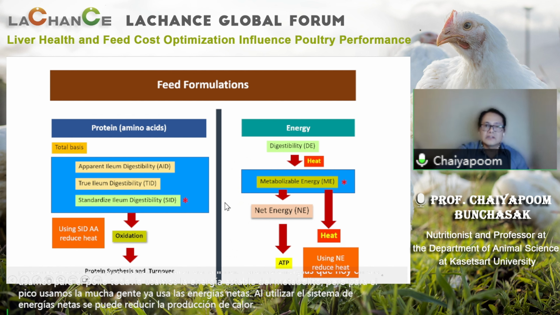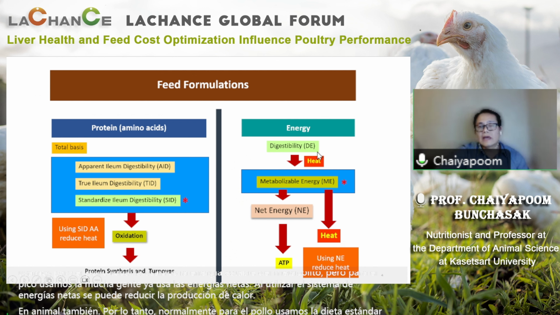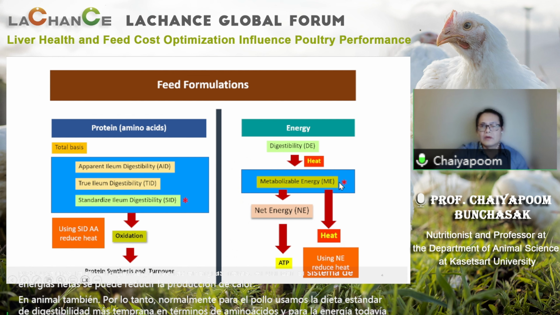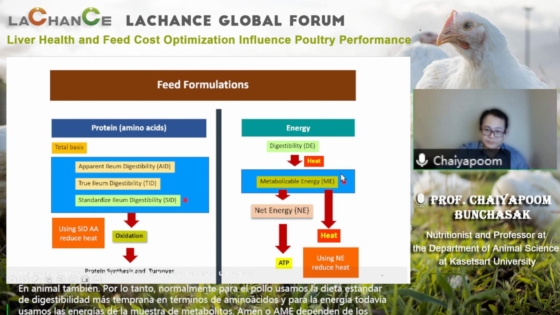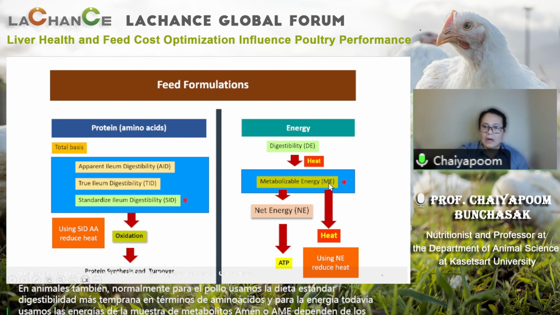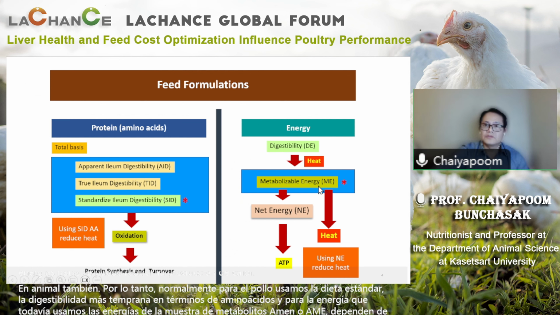So normally for chicken we use the standard ileal digestibility in terms of amino acid, and for the energy we still use the metabolizable energy, AMEn or AME. It depends on the data that you have. So this is the common thing that we use for our feed formulations.